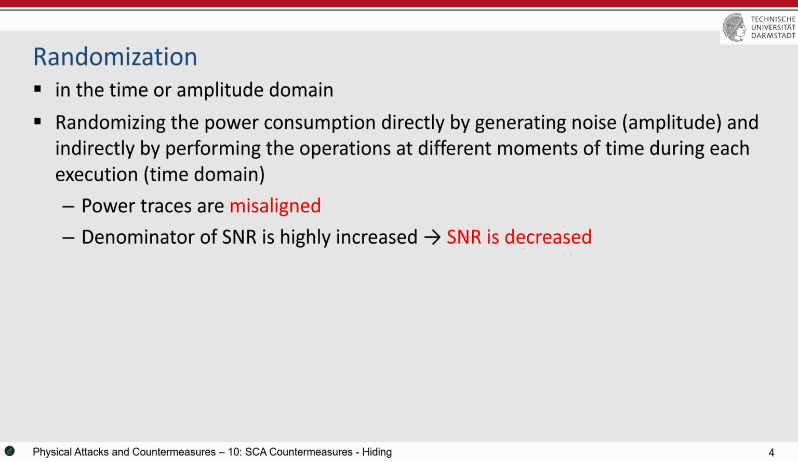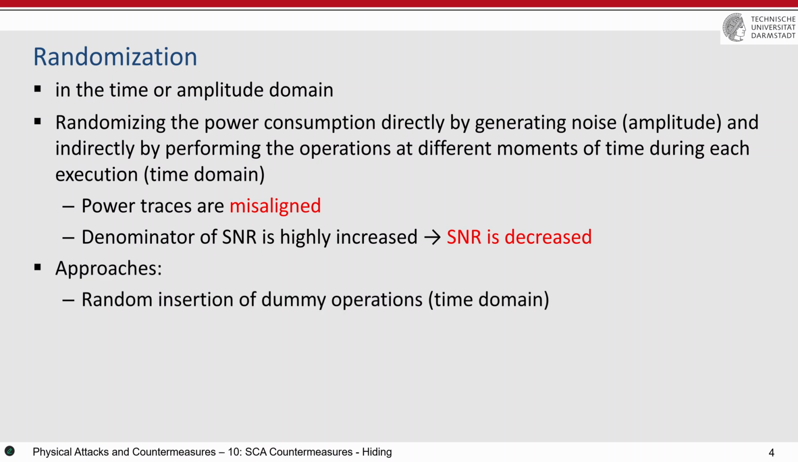This is what I already explained. The denominator of the SNR is increased and the SNR will be decreased. And how to do this? How to do the randomization?